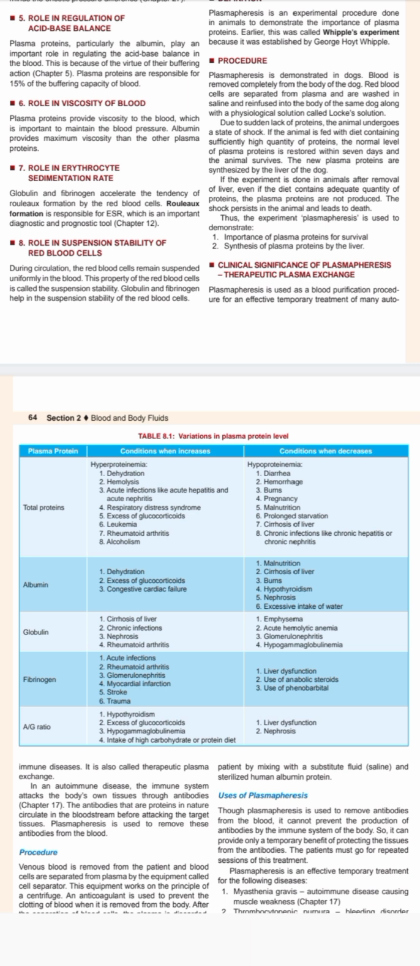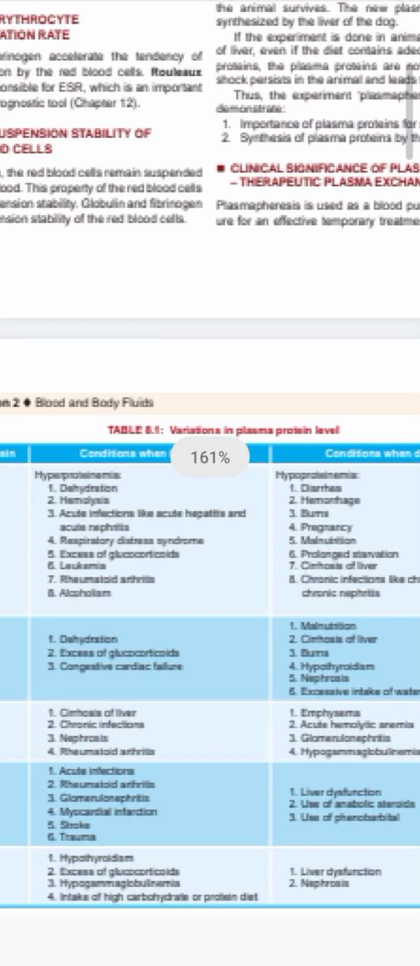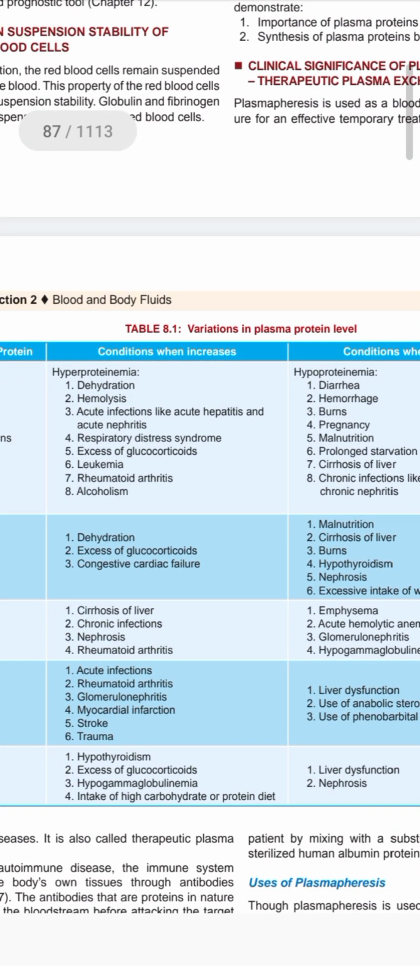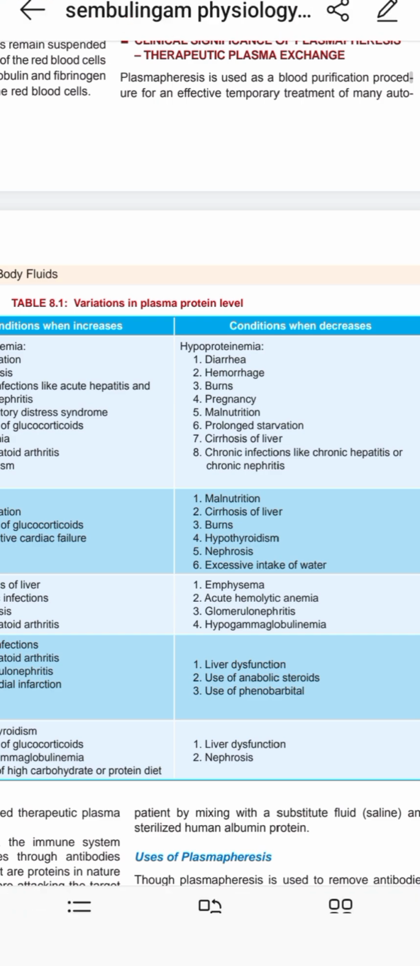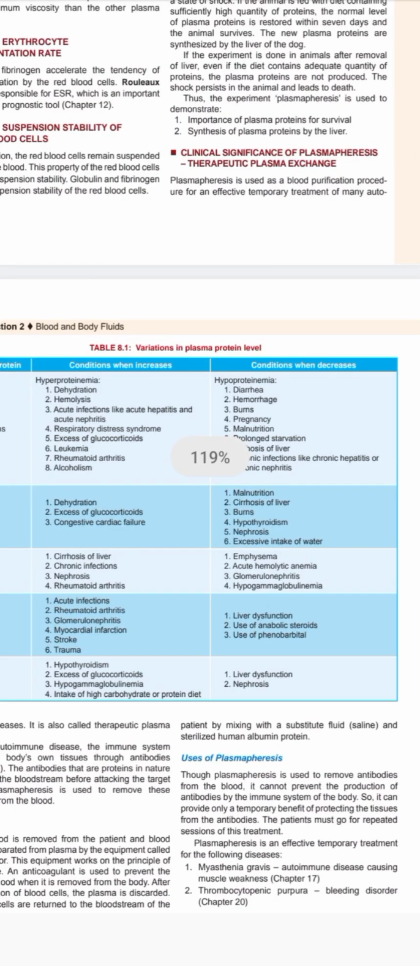Hyperproteinemia: dehydration, hemolysis, acute infections like hepatitis, respiratory distress, excess of glucocorticoids, leukemia, rheumatoid arthritis, alcoholism. Hypoproteinemia: diarrhea, hemorrhage, burns, pregnancy, malnutrition, starvation, cirrhosis of liver, chronic infections.